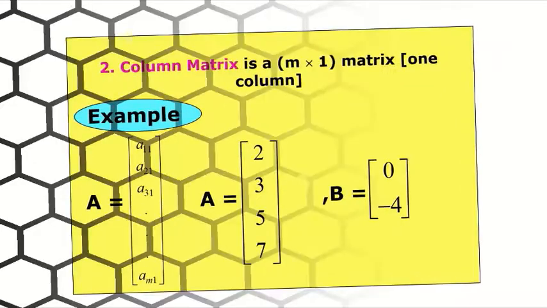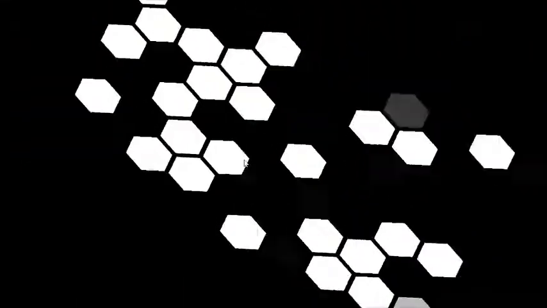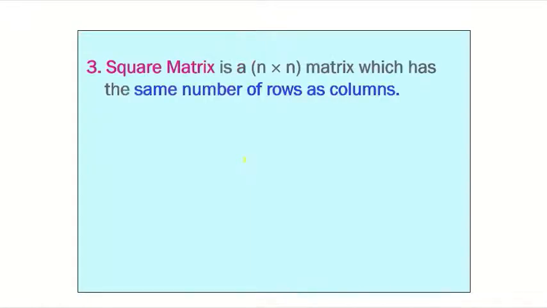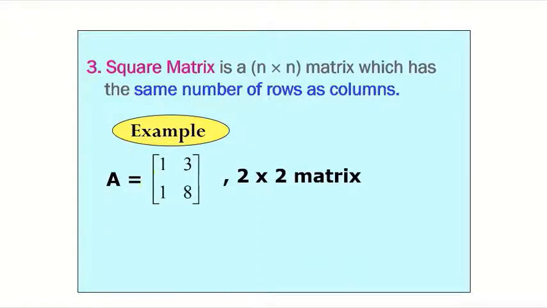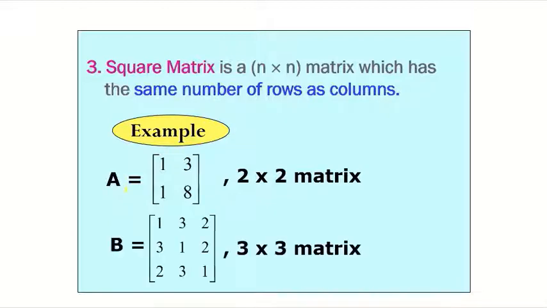Okay, next we have the third type of matrix, the square matrix. A square matrix has the same number of rows and columns, for example 1 by 1, 2 by 2, 3 by 3, and so on. Let's see an example for this kind of matrix. We have a 2 by 2 matrix, matrix A, and for matrix B we have a 3 by 3 matrix.